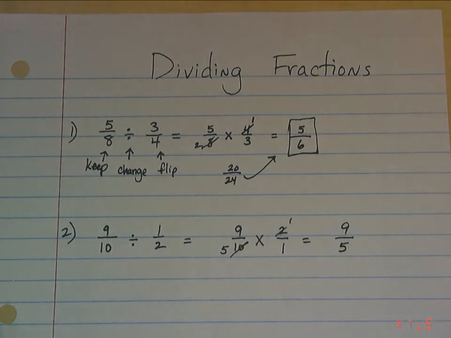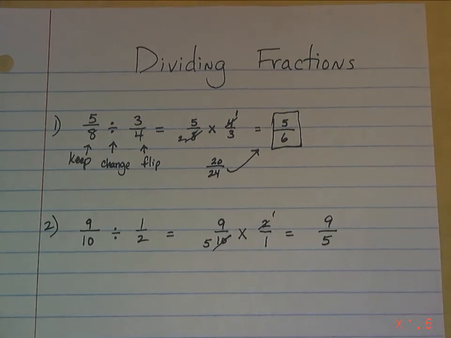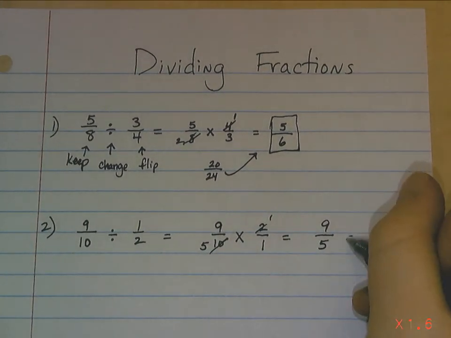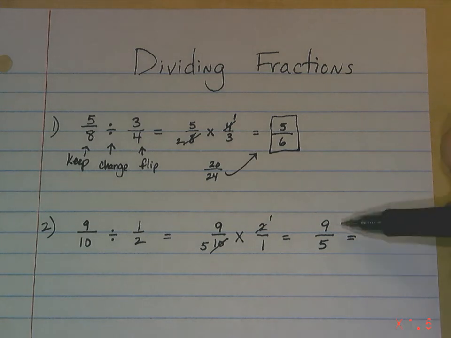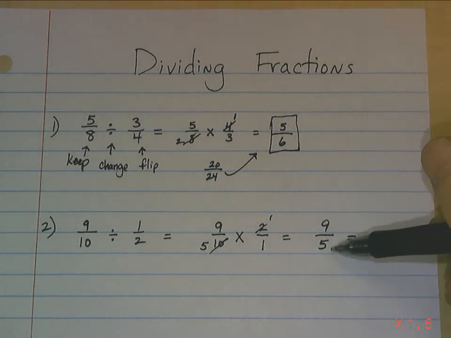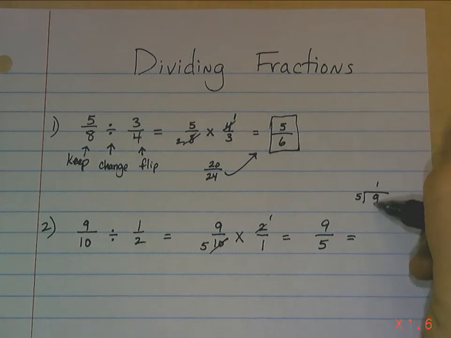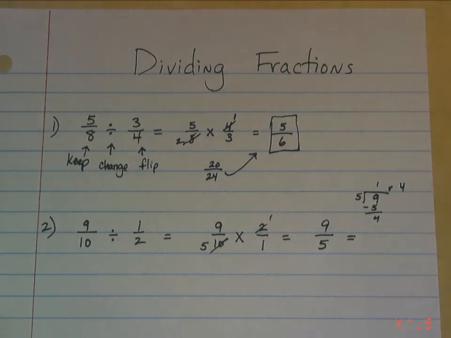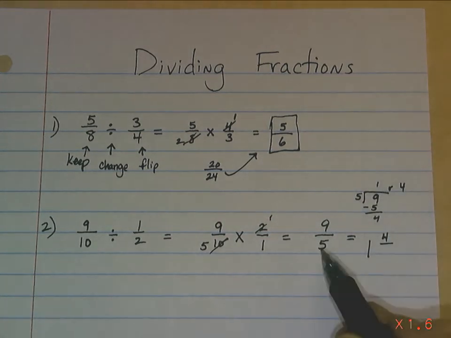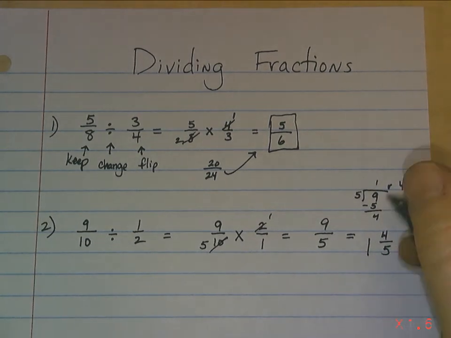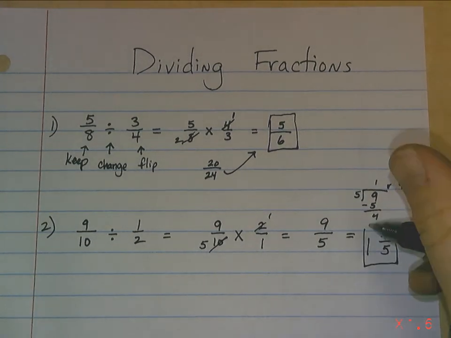And you can leave it as an improper fraction. Preferably, we would like to change this to a mixed number. This is improper, meaning that the numerator is greater than the denominator. 5 can go into 9 one time. 4 is left over. So 1 remainder 4. 1 is the whole number, 4 is your new numerator, and you keep the same denominator. So it's 1 and 4/5.